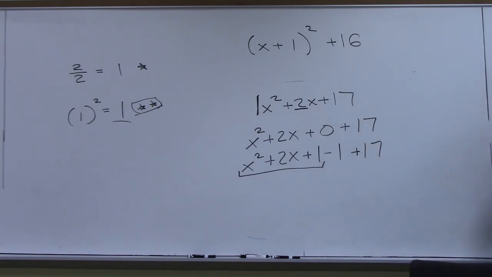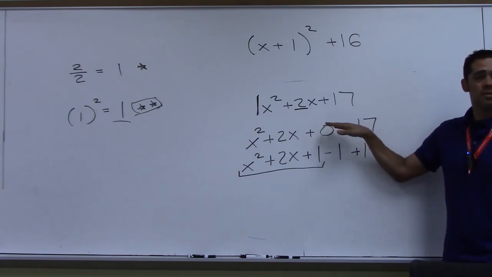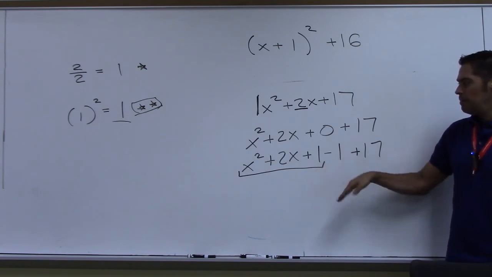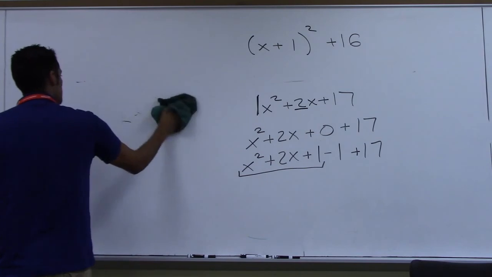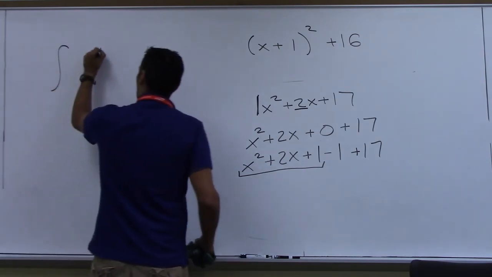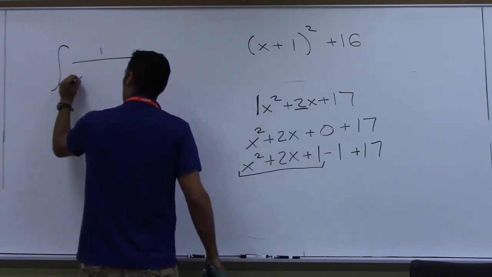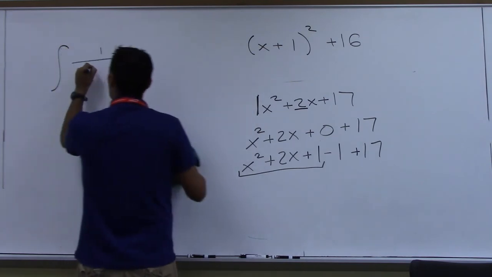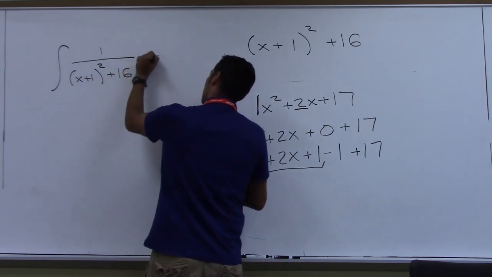That's the correct way to complete the square when you don't have an equation: to realize a hidden zero and then rewrite it and then make it happen. So the original problem now is the integral of 1 over that irreducible quadratic, which actually turns into x plus 1 quantity squared plus 16, dx.